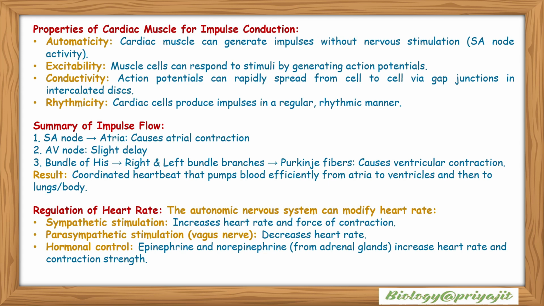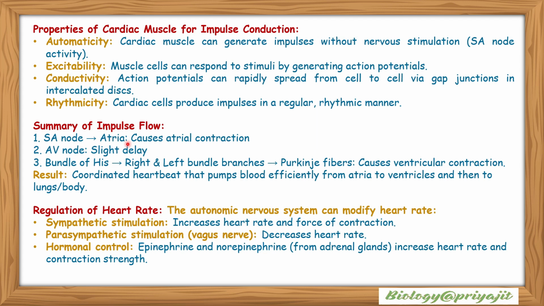Properties of cardiac muscle for impulse conduction. Automaticity. Cardiac muscle can generate impulses without nervous stimulation. So SA node activity is there. Excitability. Muscle cells can respond to stimuli by generating action potentials. Conductivity. Action potentials can spread from cell to cell via gap junctions in intercalated discs. Rhythmicity. Cardiac cells produce impulses in a regular, rhythmic manner.